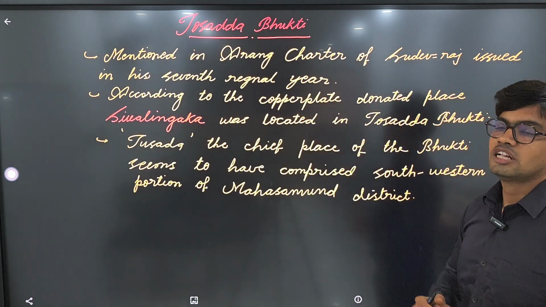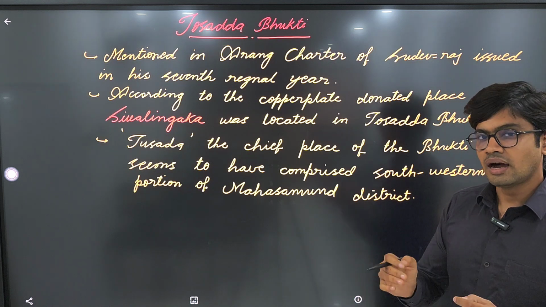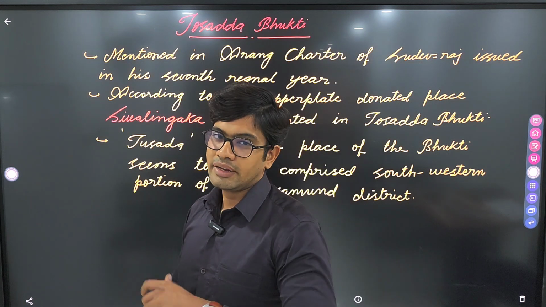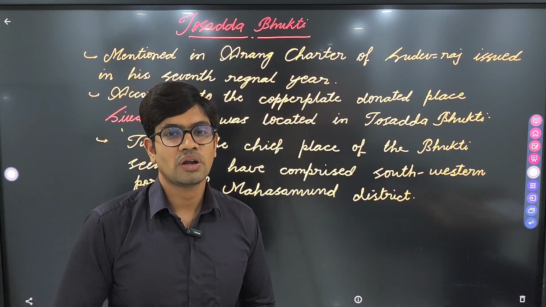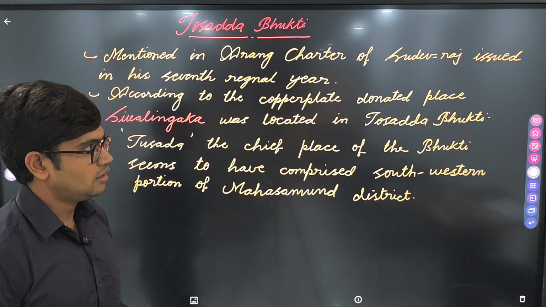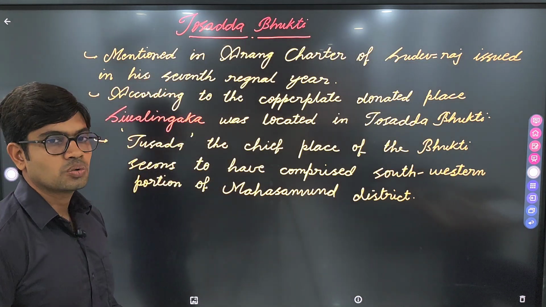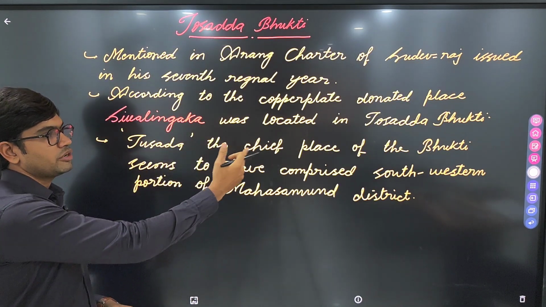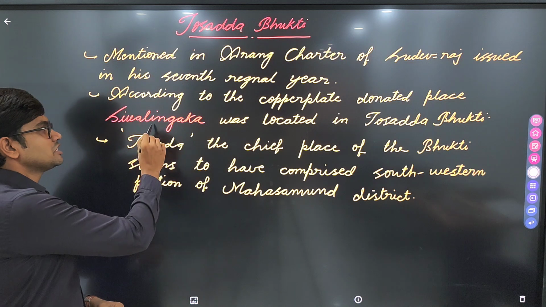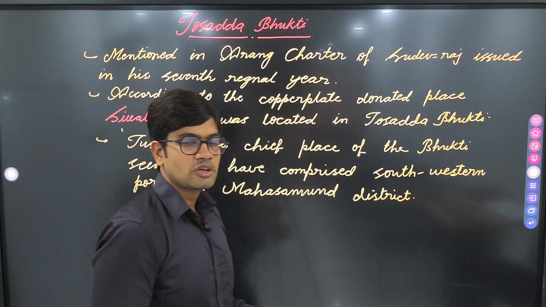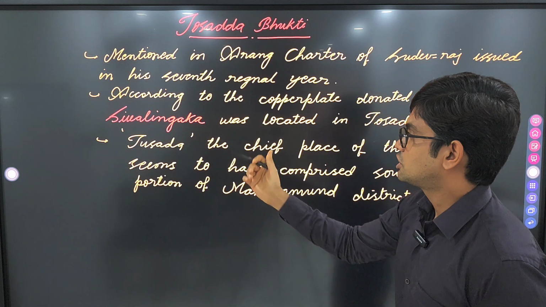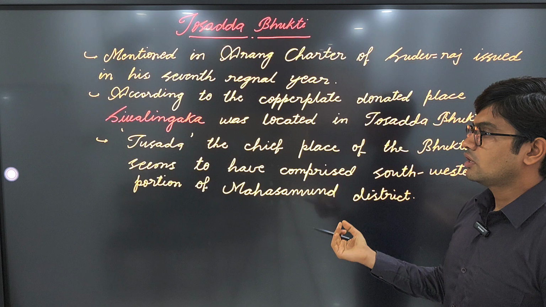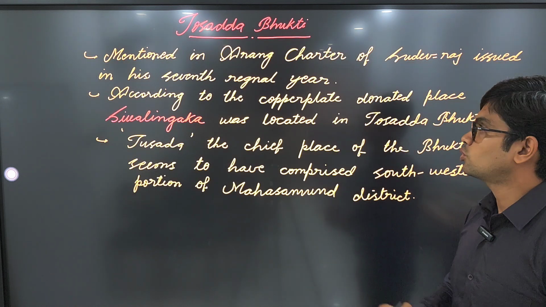So this Tosadda Bhukti has been mentioned in the Arang Charter, and this Arang Charter was issued by Sudevaraja in his 7th regnal year. That means it had been 7 years since the coronation of Sudevaraja, and he issued this copper plate or charter. So the Arang Charter talks about Tosadda Bhukti. According to the copper plate, there was a donated place, and the donated place was Shivalingaka. The copper plate, or the grant, says that the Shivalingaka place, which was located in Tosadda Bhukti, was donated. By this statement, we come to know about Tosadda Bhukti.